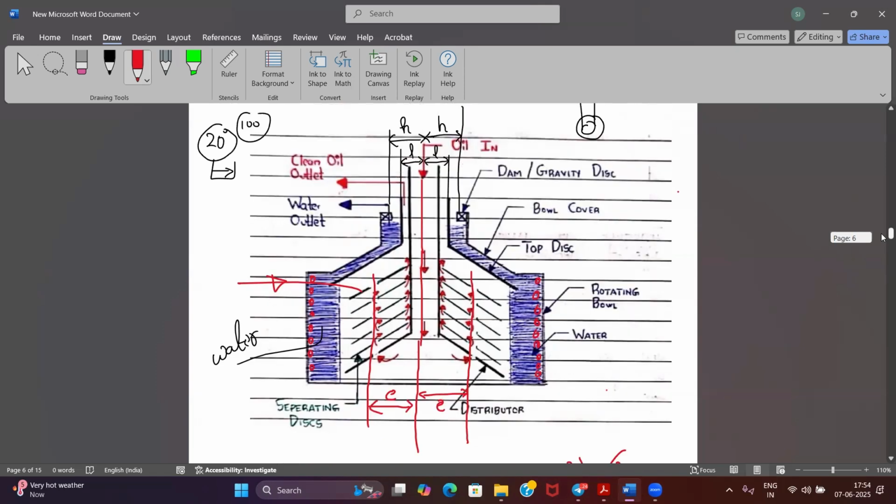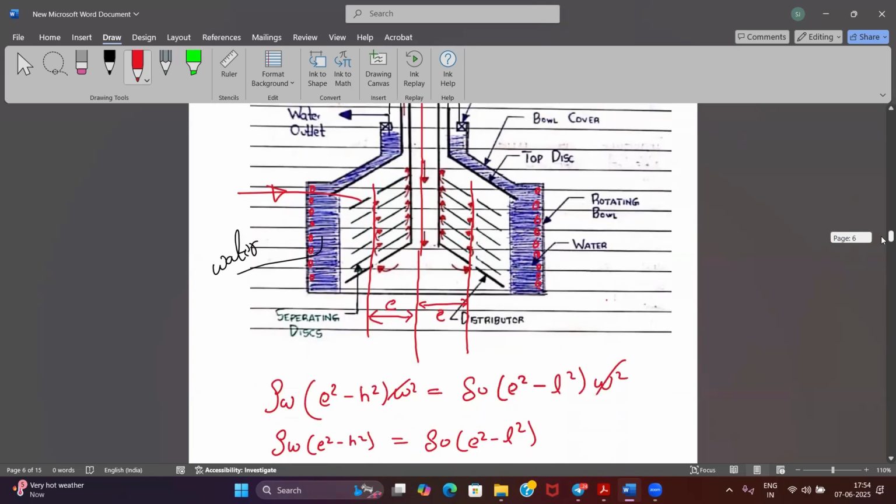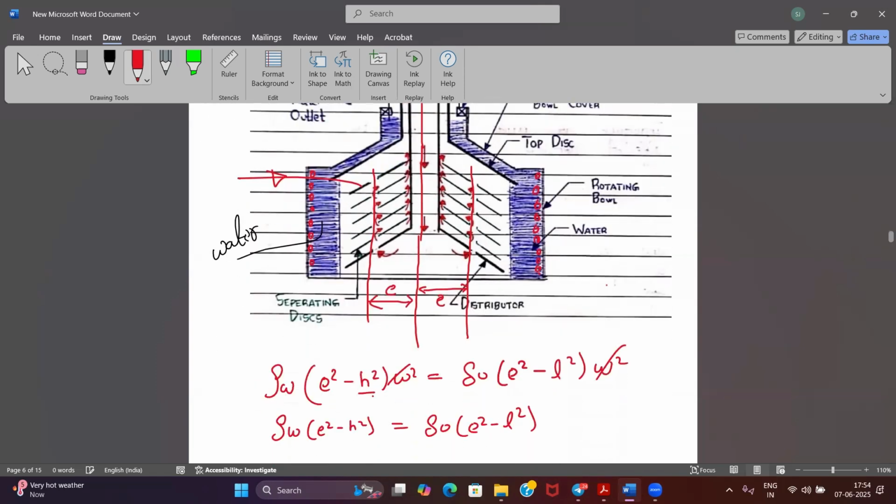So you can see H is from the water side, so I've taken it on the water side. There is a complete derivation for it, but I don't want to go into the derivation part. Nobody's asking you that. This is a balanced equation. Until this is balanced, your purifier is not overflowing.